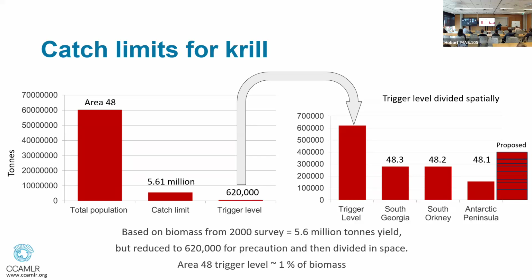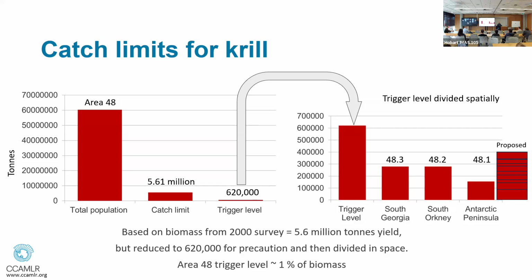Let's be precautionary here and until we understand a bit more about how the system would respond to that and how the fishery would respond to that, let's keep the catch a bit lower. So although the catch limit, you'll see where it's called the precautionary catch limit, is 5.6 million, they set something called a trigger level, and they set that at 620,000. So from the catch limit being about 9% of the 60 million, they put the trigger level at, well, it's over 1% of the biomass.